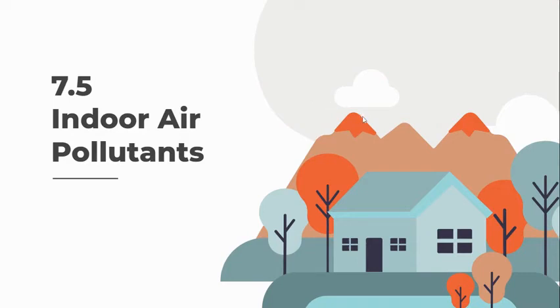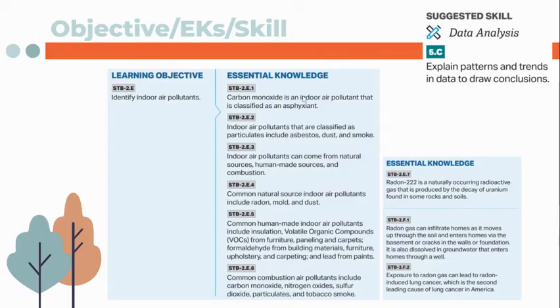Okay, indoor air pollutants. We're going to cover quite a few things here. So it's a long list, as you can see. So we just need to identify indoor air pollutants, and there's quite a few. Carbon monoxide is an indoor air pollutant that is classified as an asphyxiant. We'll cover that. Indoor air pollutants classified as particulates include asbestos, dust, and smoke.